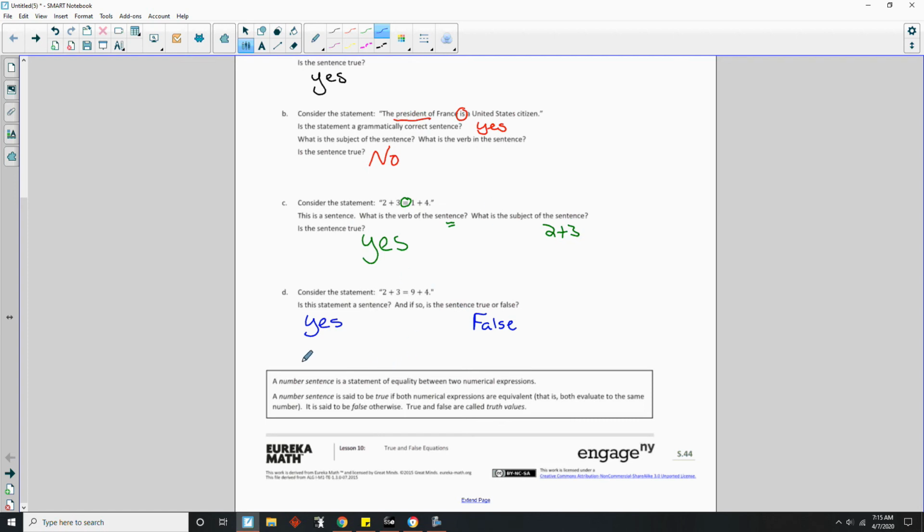So this box down here says, a number sentence is a statement of equality between two numerical expressions. A number sentence is said to be true if both numerical expressions are equivalent. That is, both evaluate to the same number. It is said to be false otherwise. True and false are called truth values.